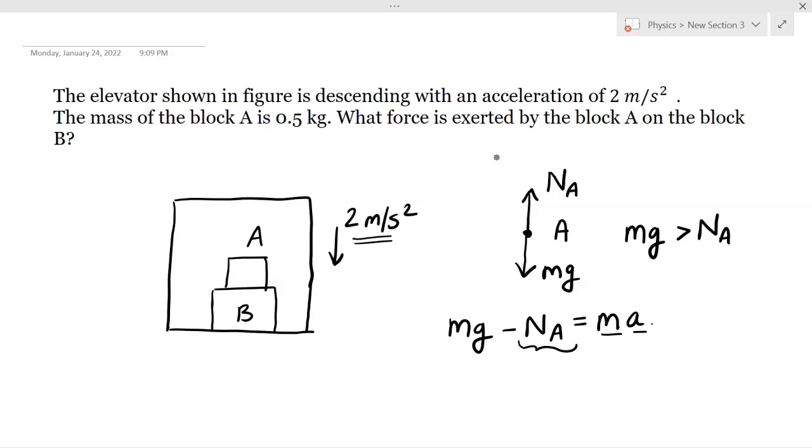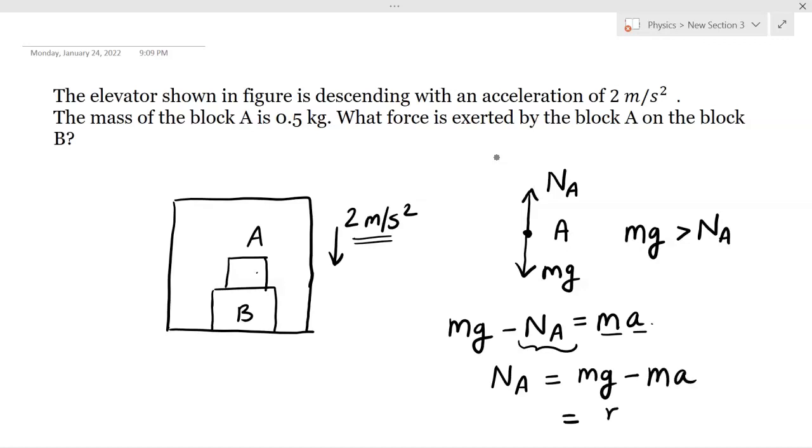Now what will be the force which is exerted by block A on block B? See, this force which is exerted by block A on block B will be equal to the force exerted on block A by block B, because according to Newton's third law of motion, every action has an equal and opposite reaction. So here N_A will be equal to mg minus ma.